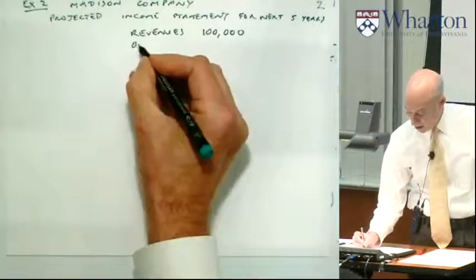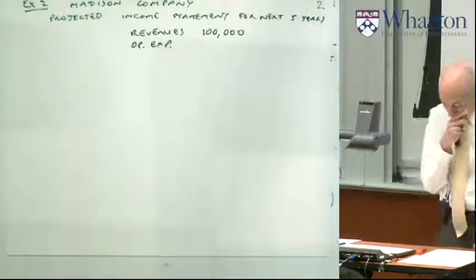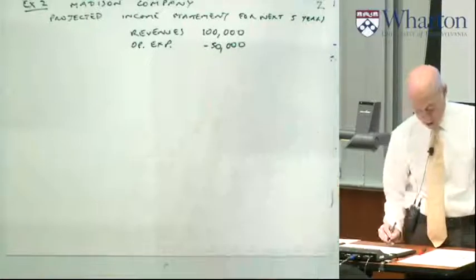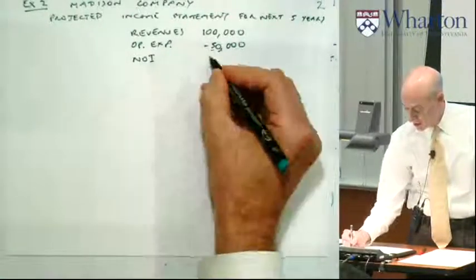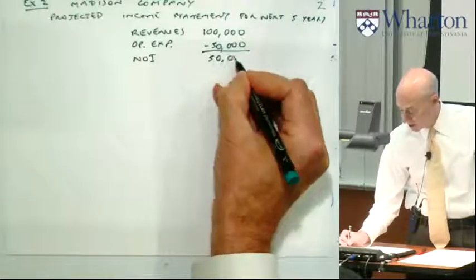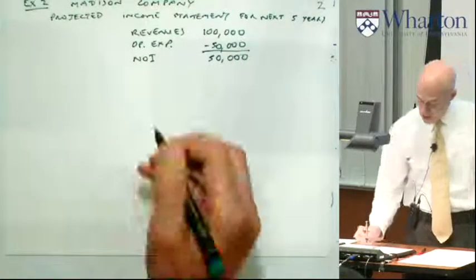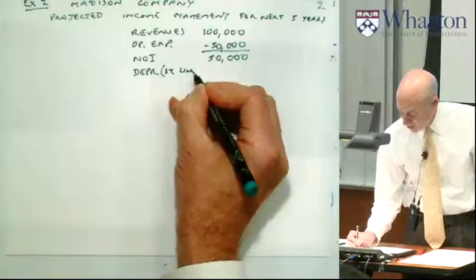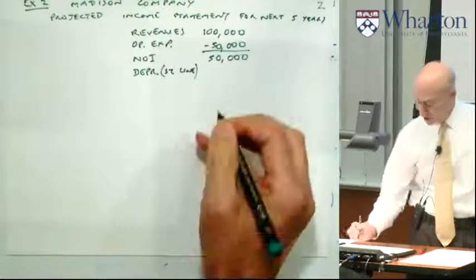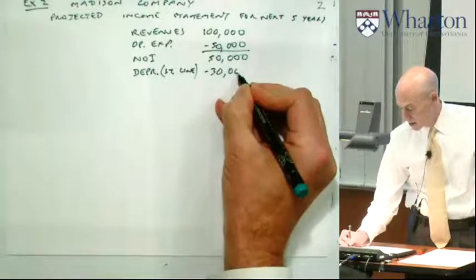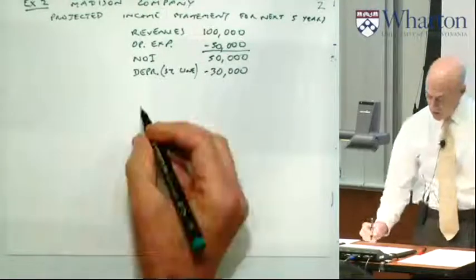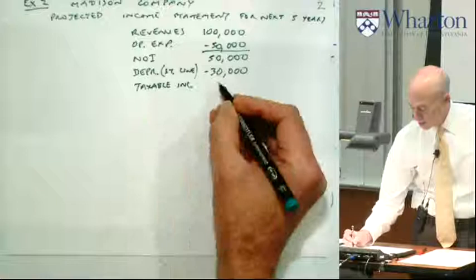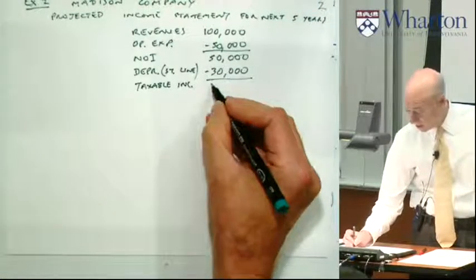We're going to have operating expenses of 50,000. So the net operating income is the difference between them, which is 50,000. The firm uses straight line depreciation, and the total for the company is expected to be 30,000. So their taxable income is going to be 50 minus 30, which is 20,000.